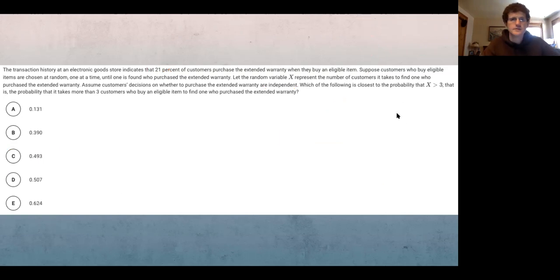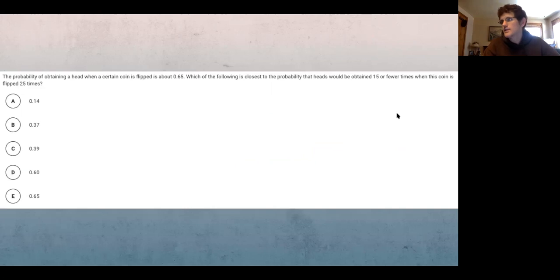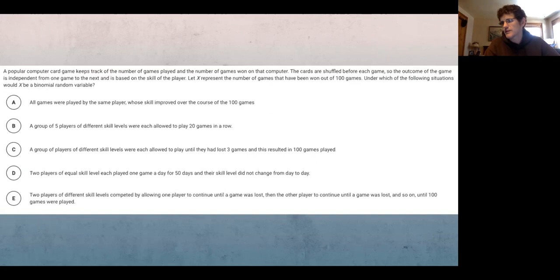Moving forward, I wanted to skip this one as well. Yeah, that one's actually pretty straightforward. I was going to skip this one. I'm not going to go through it all, but basically the question is, under which of the following situations would X be a binomial random variable?